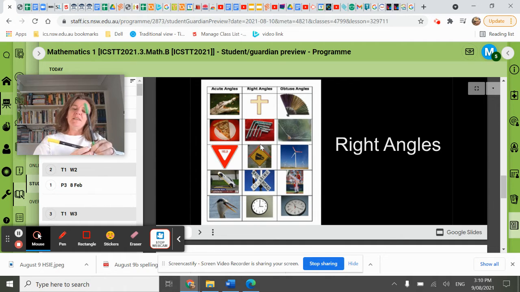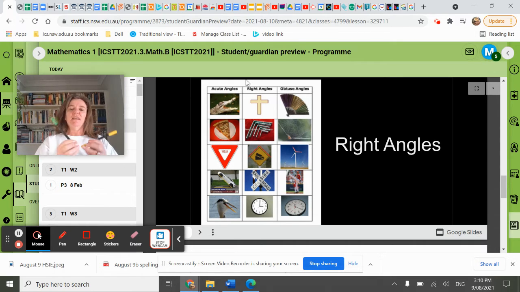These ones that are smaller, smaller than 90, it's an acute angle. And you can see there's a crocodile up here because his jaw is making an acute angle. A slice of pizza, a give way sign, the corners of the triangle are acute angles. Here's a crazy car making an acute angle, and the bird's beak is making an acute angle.